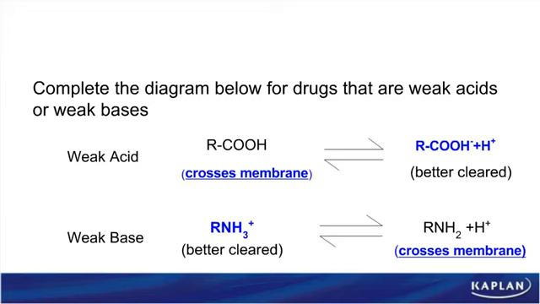The ionized form of the weak acid, RCOO-, notice with the hydrogen removed, with a negative charge, the ionized drug is better cleared. For the weak base, when the weak base is protonated, when it has a hydrogen attached to it, it's in the form of RNH3+. Positively charged ionized drugs are better cleared. The non-ionized form of the weak base, RNH2, notice once the hydrogen is removed, has no charge. Non-ionized drug easily crosses membranes.